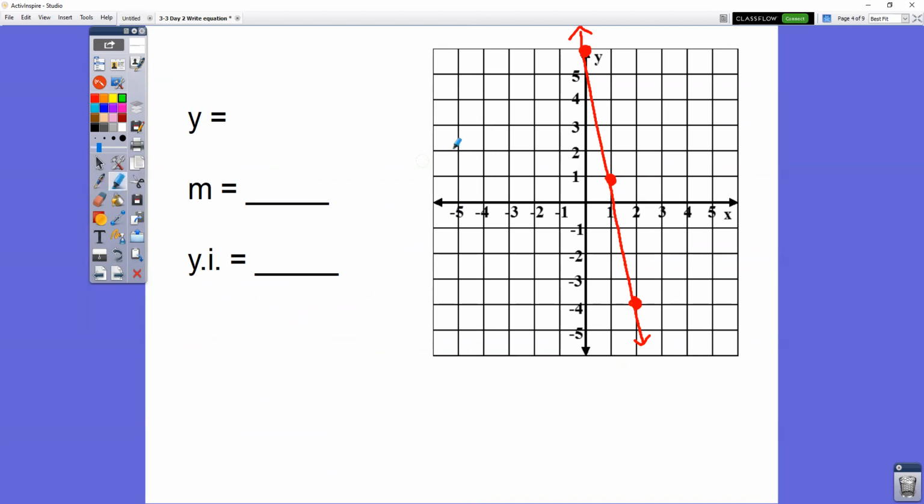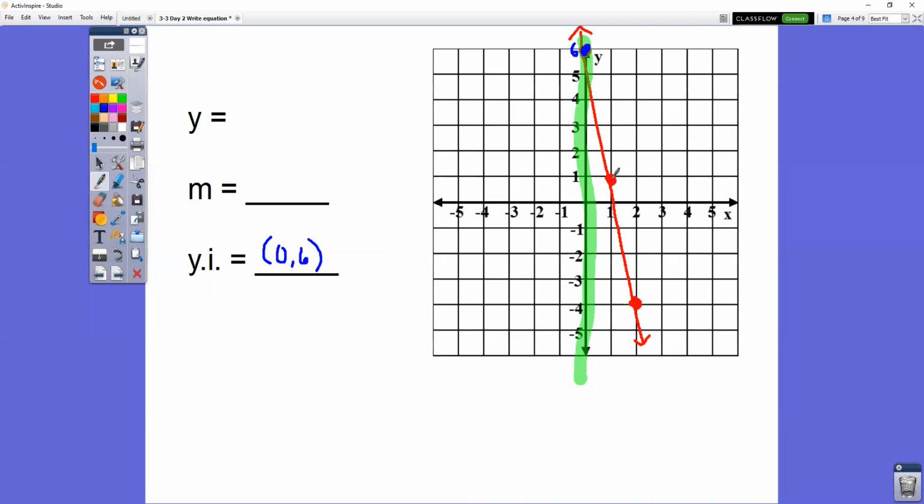In this one, again, the first thing that I want to do is find my y-intercept. Where does the line cross the y-axis? Now, this starts counting up 1, 2, 3, 4, 5. It's not labeled here, but this is a 6 on the edge of the graph because it comes after 5. So this point right here is 0, 6.